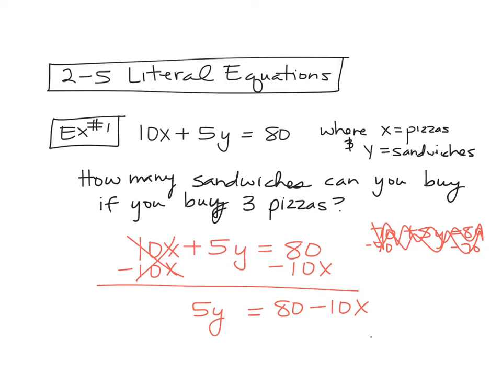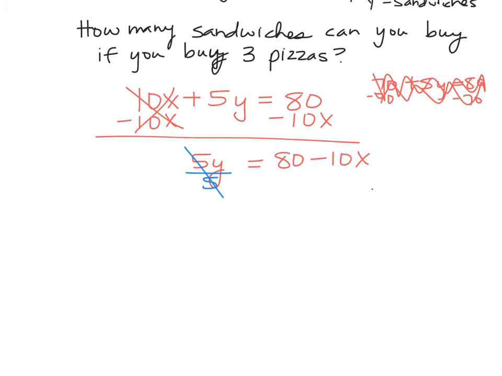Okay, but we're still trying to isolate the y. We still want to get y by itself. So how do I get y by itself right now? Divide. So you are going to divide by 5 here, which is going to cancel that. And then you have to divide by 5 here. Okay, so on the left side, we have y. On the right side, you're actually going to divide both parts by 5. So 80 divided by 5, and 10x divided by 5.